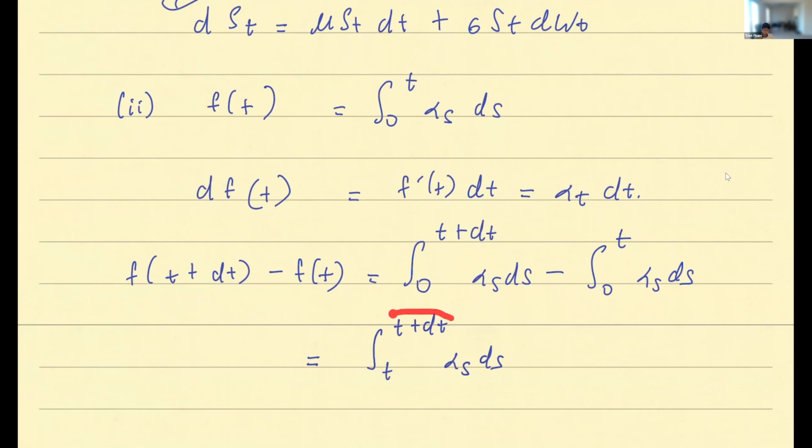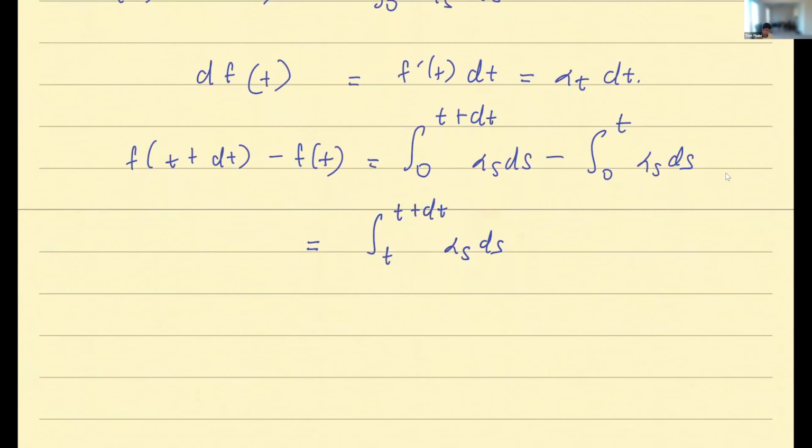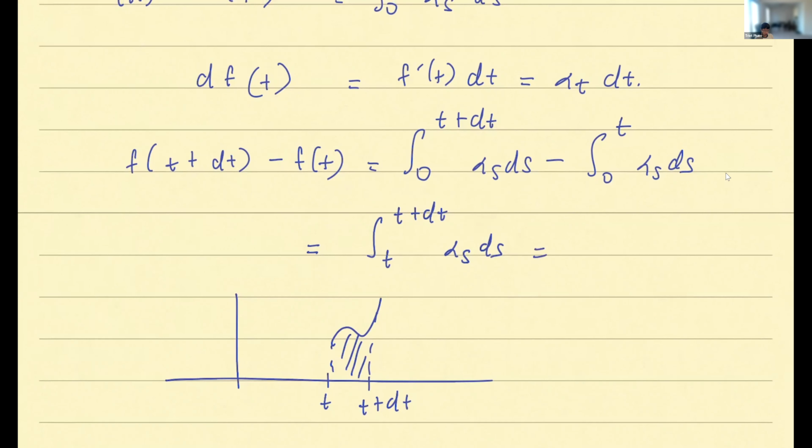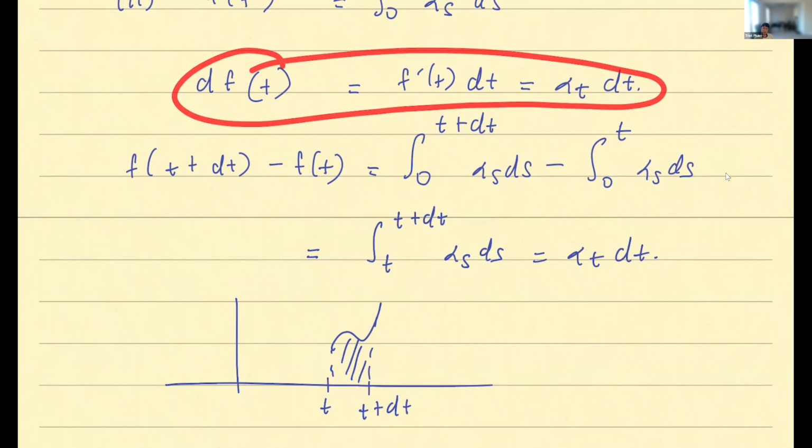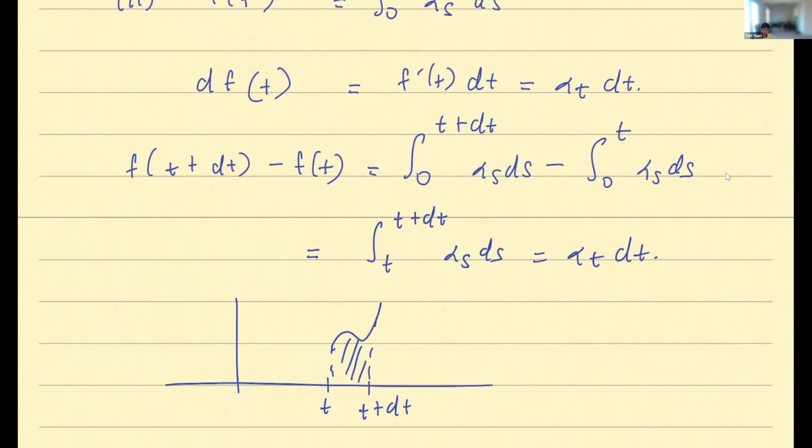Now, if dt is very small, this is t plus dt, this is your alpha function, and you're looking at the area under the curve. If this is very small, then approximately, or exactly in the differential, it is equal to the height times the length. So that's exactly what we try to capture. You understand?